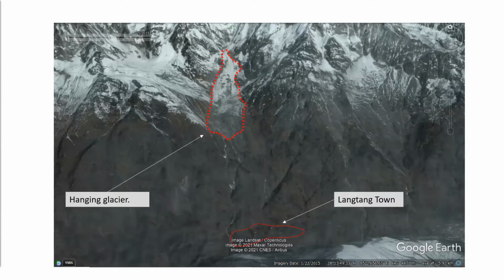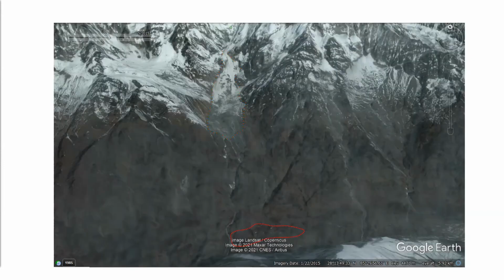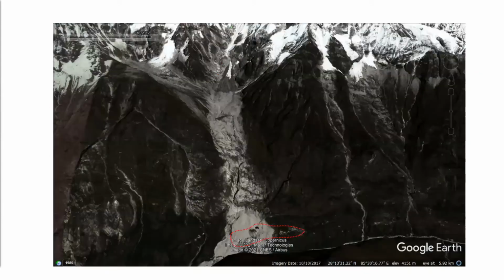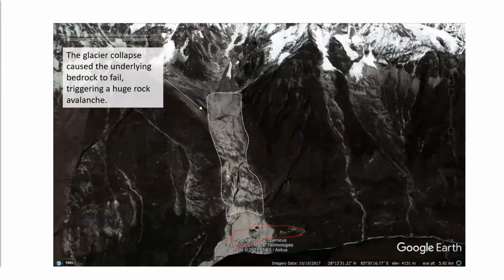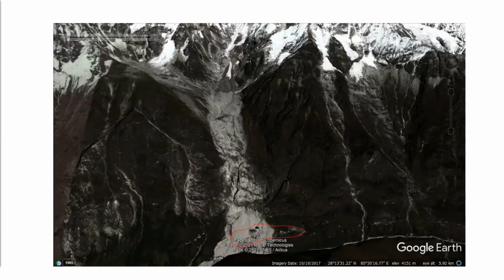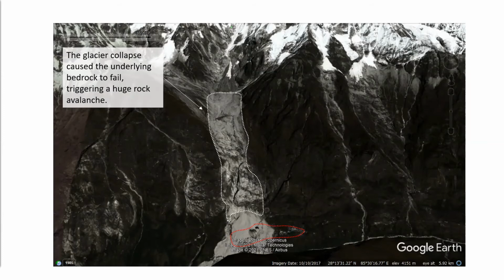Now, I'm going to move to an image after the event to show you the difference between the two. So this is before the event, this is after the event. And you can see there's clearly been a significant change in the landscape. What's essentially happened here is that the hanging glacier in this image completely collapsed during the earthquake. The shaking of the earthquake caused that glacier to collapse. The collapsing glacier then caused the underlying bedrock in this highlighted region to catastrophically fail, causing this huge avalanche of both rock, ice, and snow.